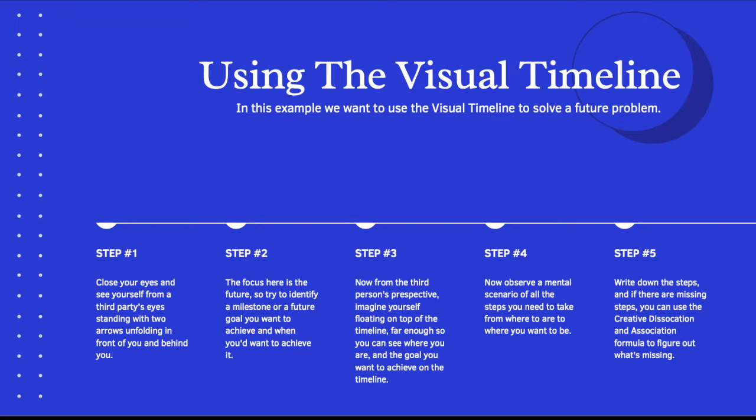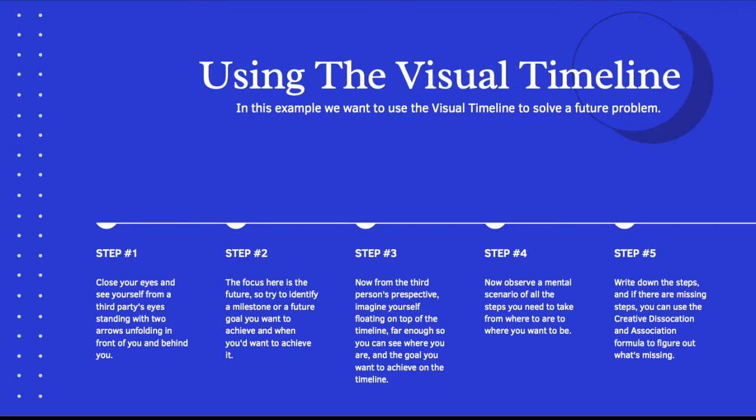Now, step number four is to observe a mental scenario of all the steps you need to take from where you are to where you want to be. As you're floating, you are looking at yourself moving in that future timeline and achieving the little things that we talked about until you reach the final step, until you reach the milestone or the big goal.